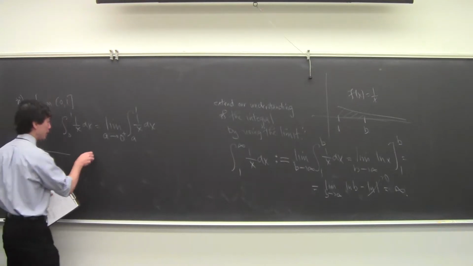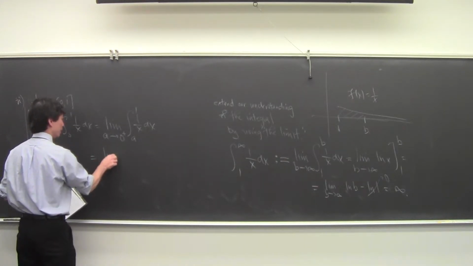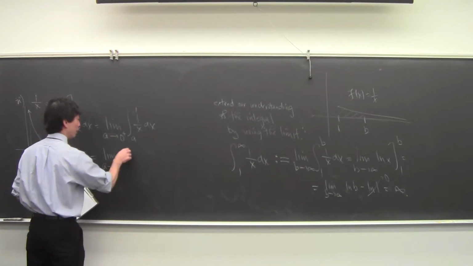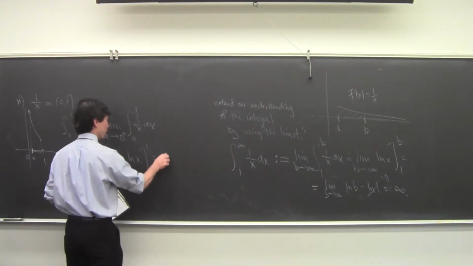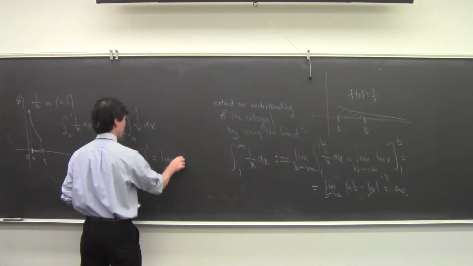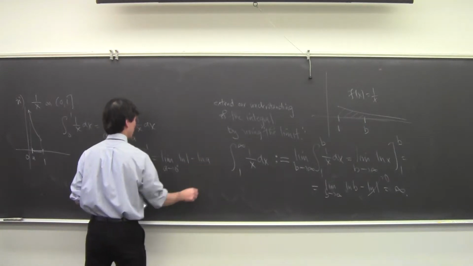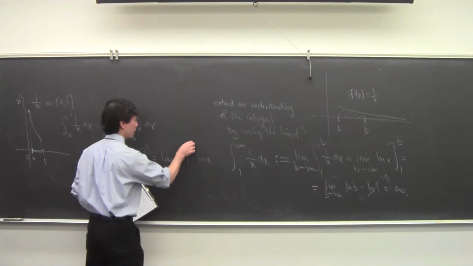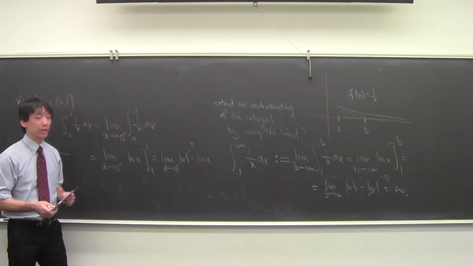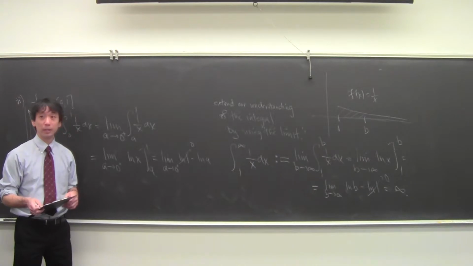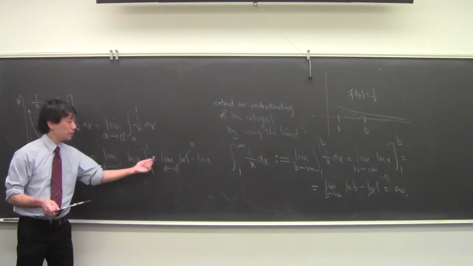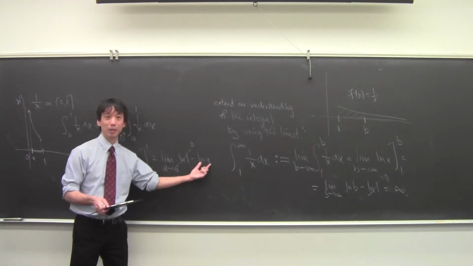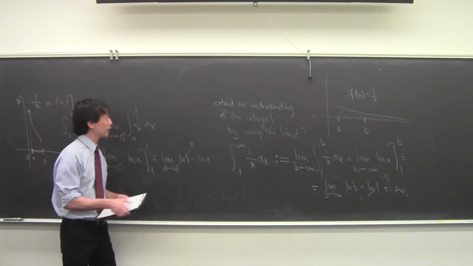So you do the same thing. You get the limit as a goes to 0 from the top of the natural log of x between 1 and a. So as a goes to 0 from the top, natural log of 1 minus natural log of a. Of course, natural log of 1 is 0. So you get the limit of the negative natural log of a as a tends to 0. What is that? As a goes to 0 from the top, what happens to natural log? What does a natural log look like?